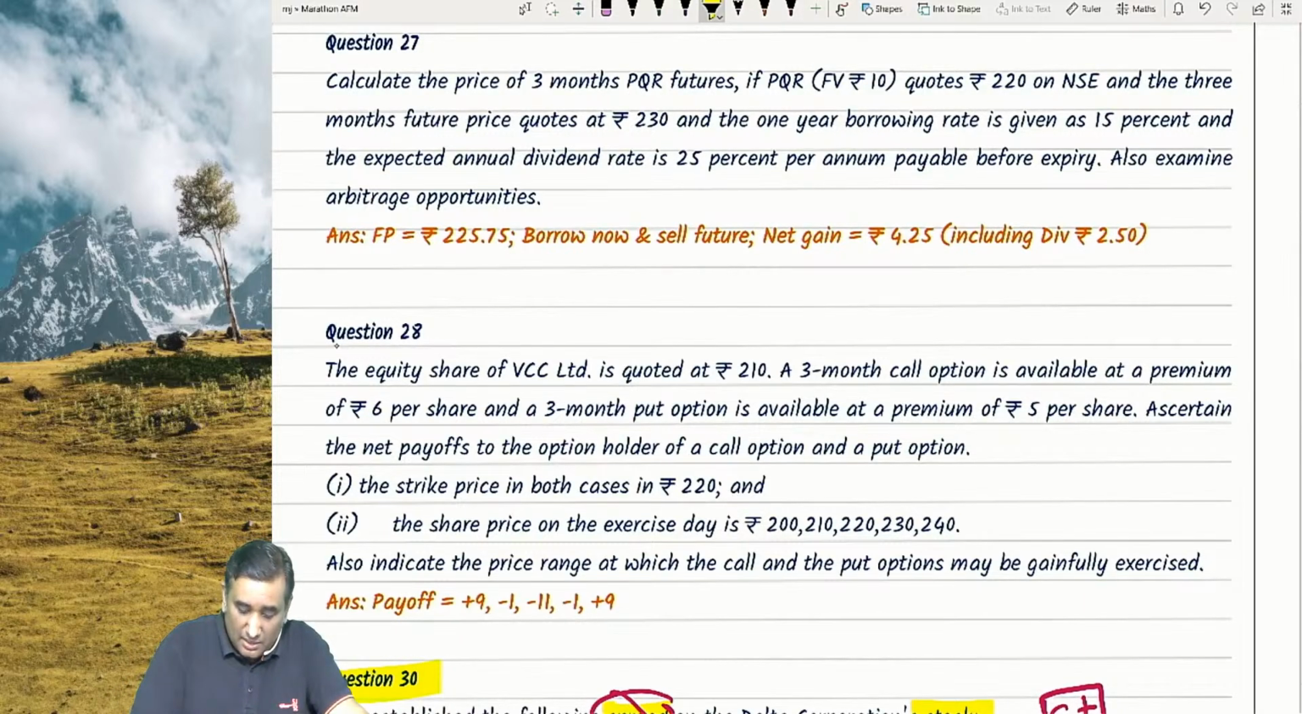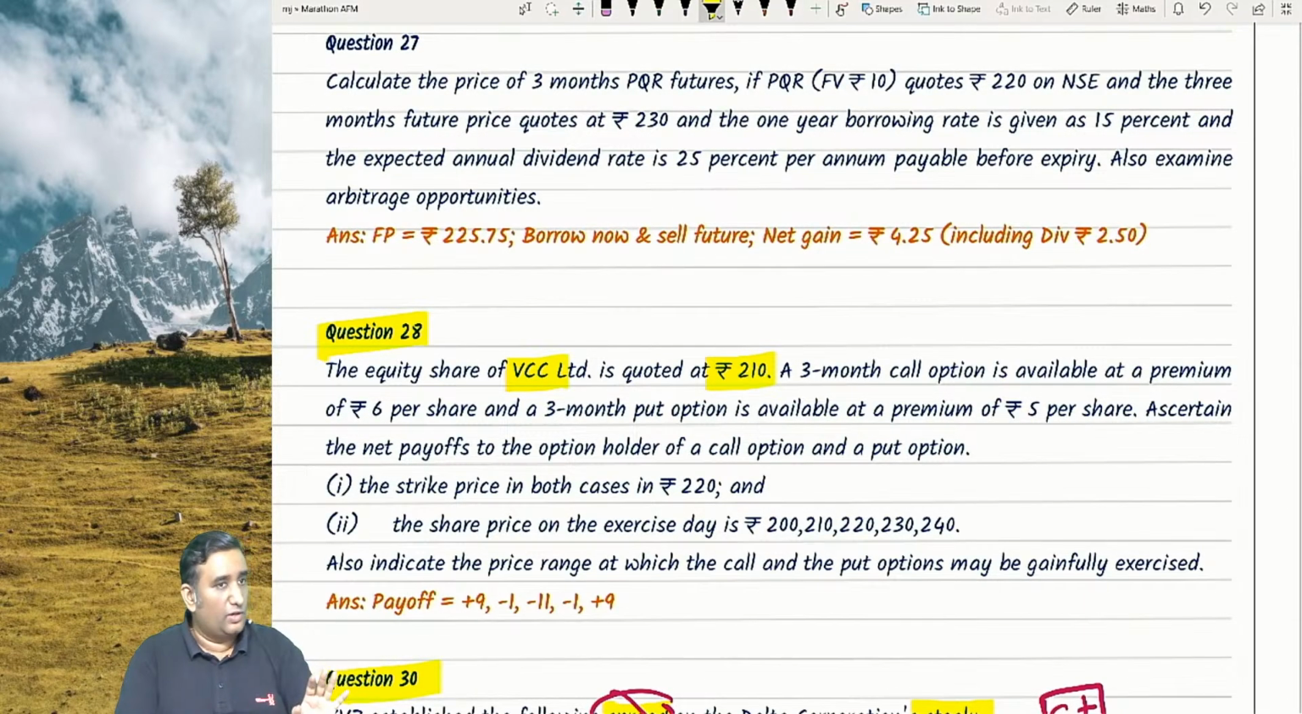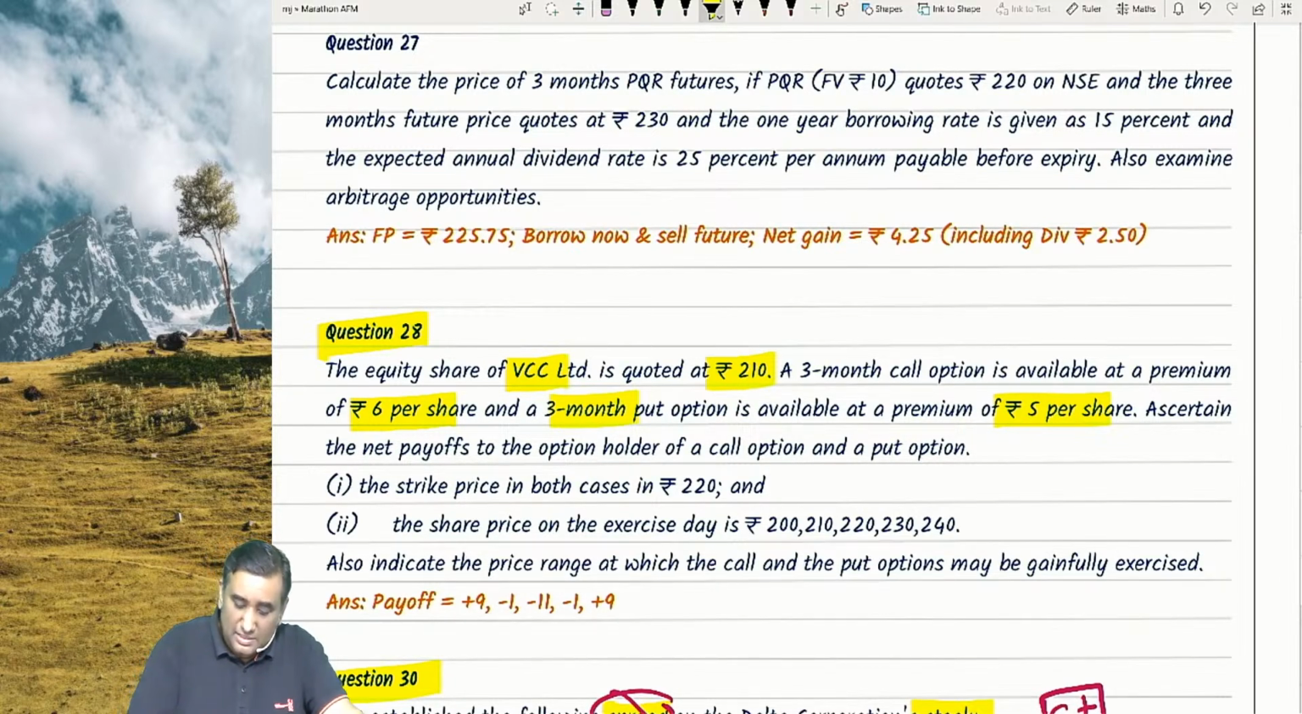It says, the equity shares of VCCs are quoted at 210, spot price as of now no use, after some point of time it'll start coming of use. Call option is available at a premium of 6 per share. 3 months put option is available at 5 per share. So call premium and put premium both are available. Ascertain net payoffs of a call option holder and put option holder, and strike price in both cases is 220.